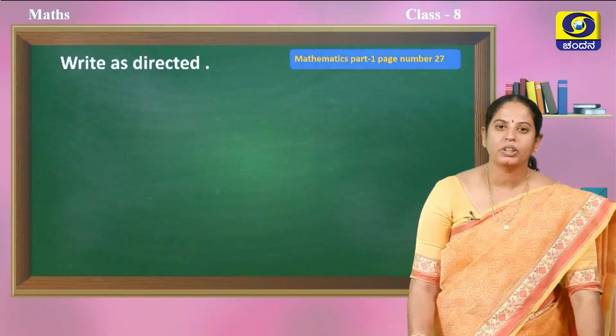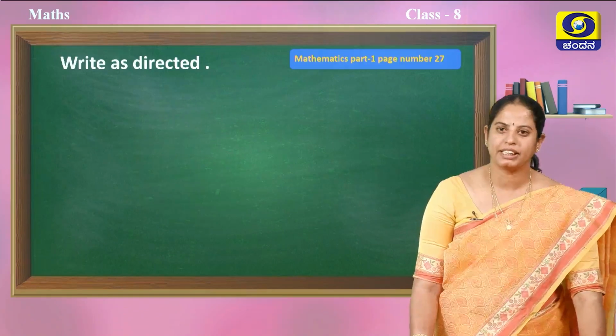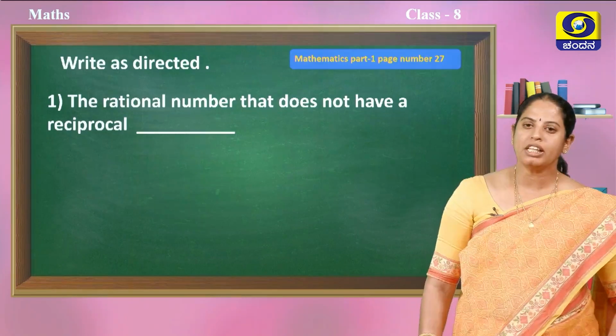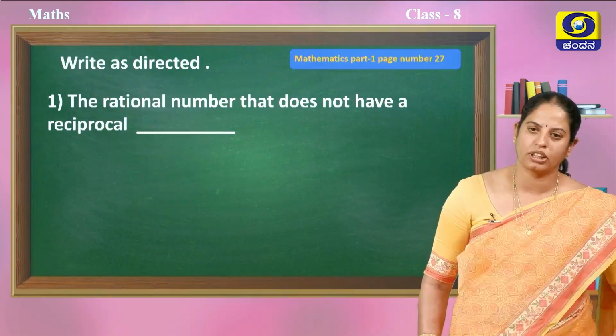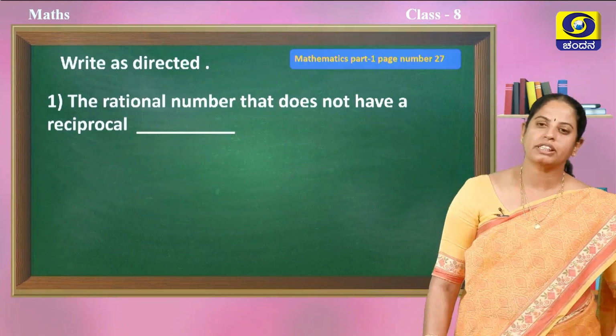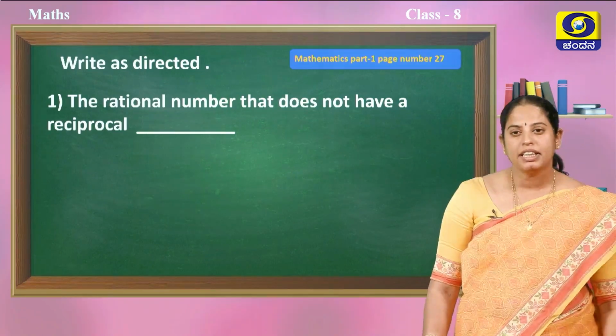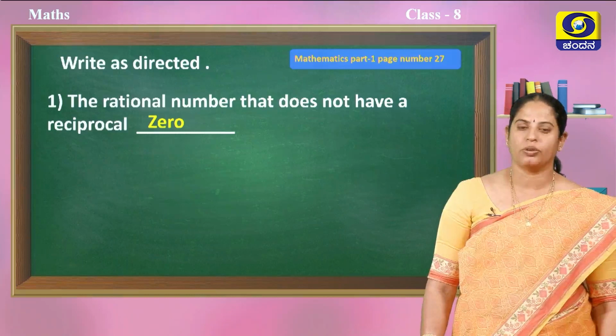Okay. So, now write as directed. This is there in your textbook on page number 27. The rational number that does not have a reciprocal. Which rational number does not have a reciprocal? Think, children, we have only just discussed it. Yes, it is 0.